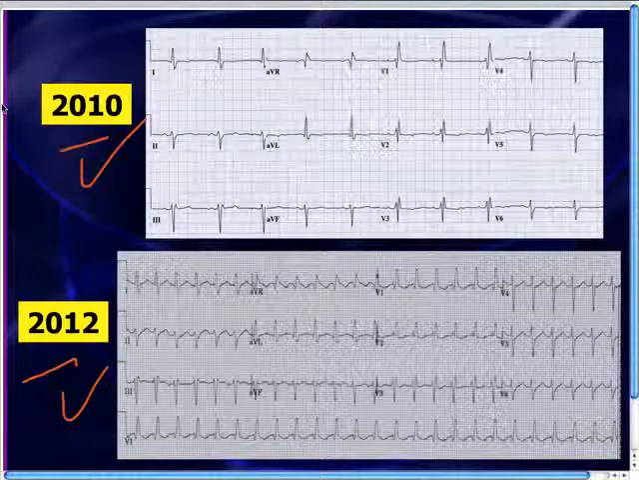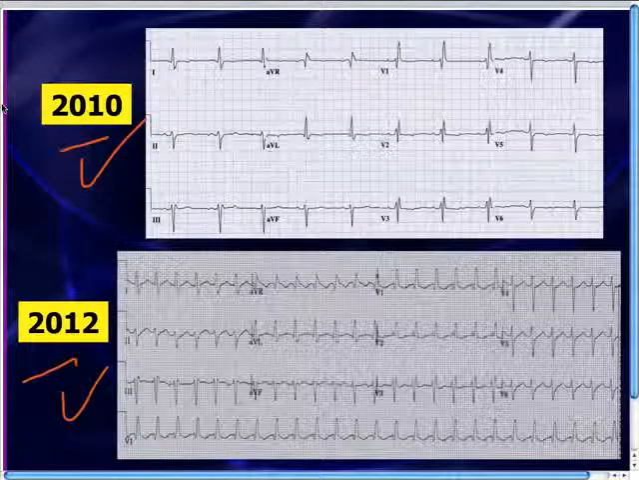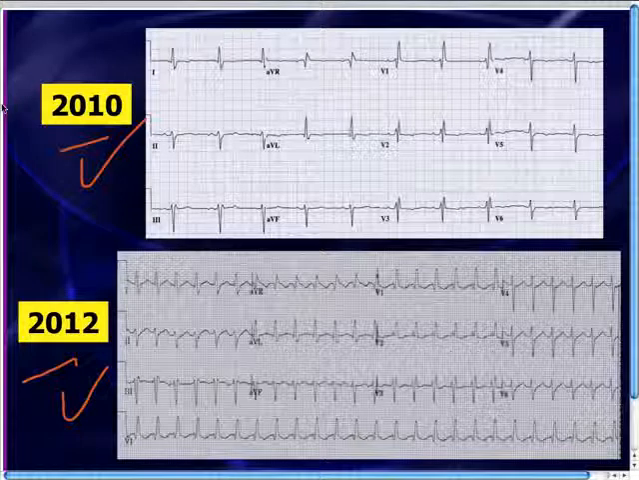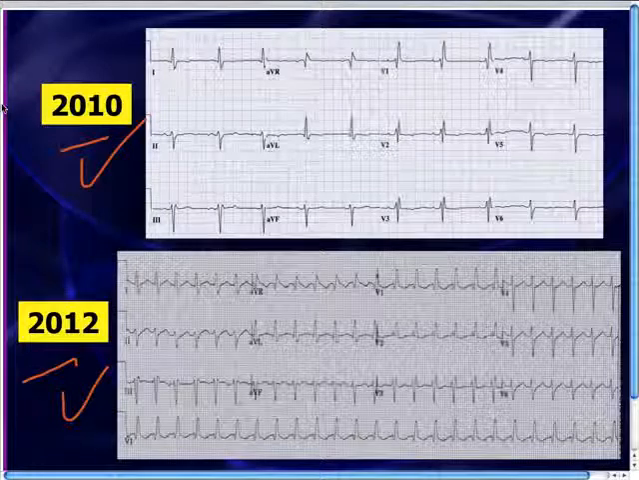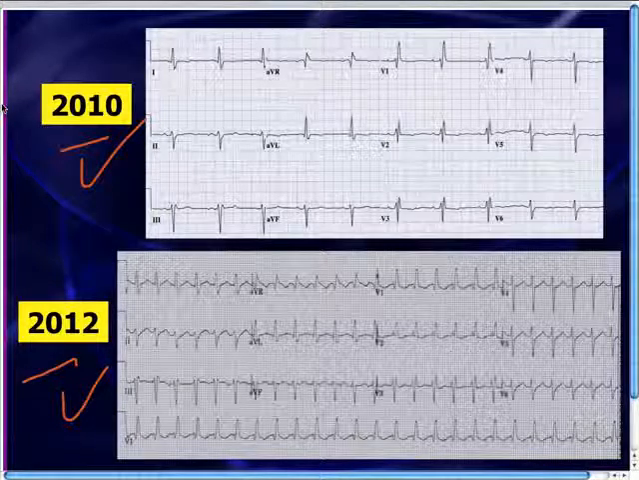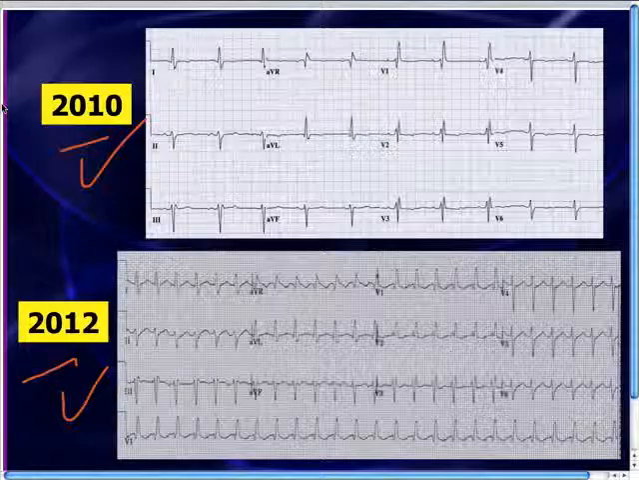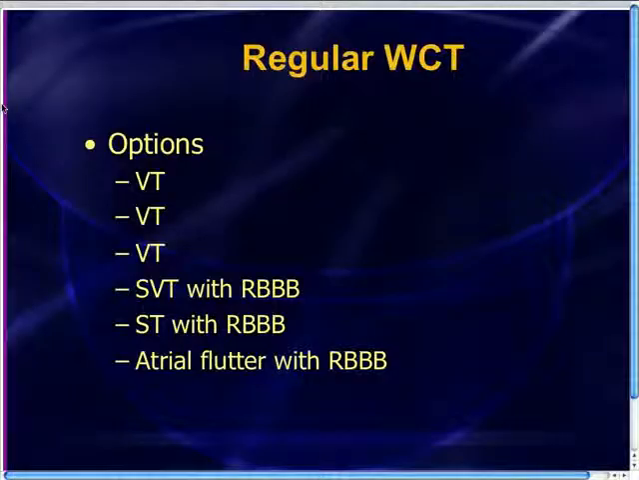But again, I'm going to say it again. Be very careful. Make sure that all the QRS complexes and the axis are unchanged before you ever call something an SVT or some type of supraventricular tachycardia with right bundle based on the old EKG. Hopefully that's clear. So I'm feeling pretty comfortable about saying this is not ventricular tachycardia. This is some type of above the ventricle rhythm with a right bundle branch block pattern going on.